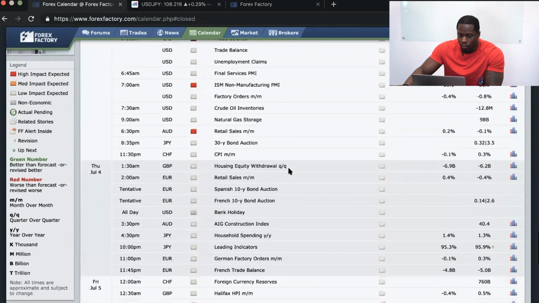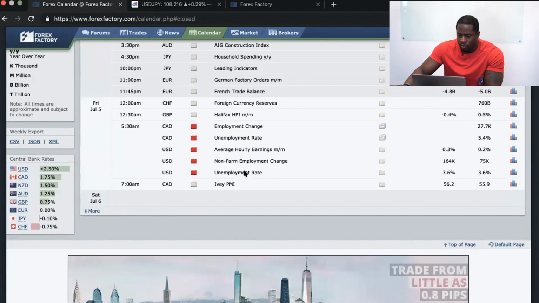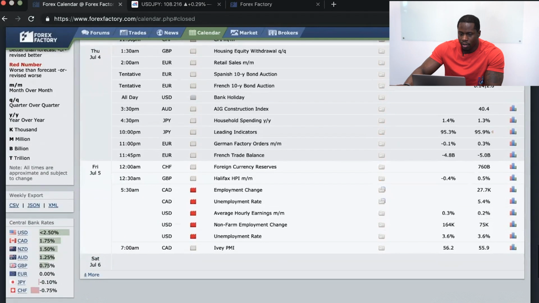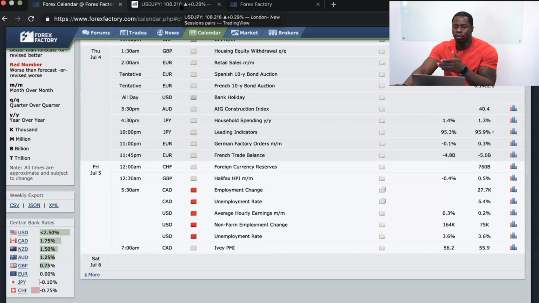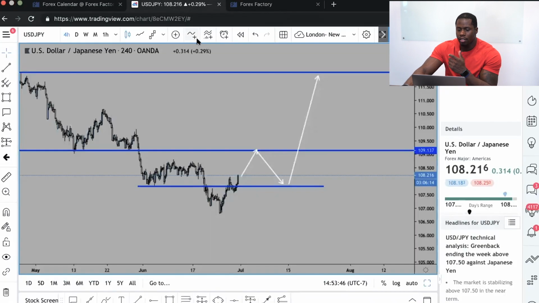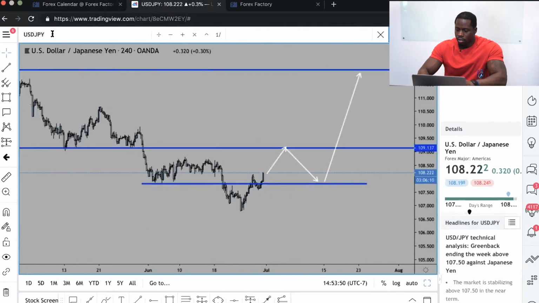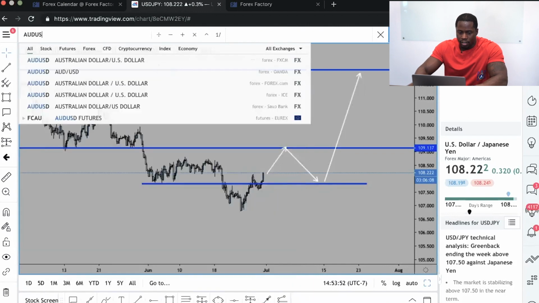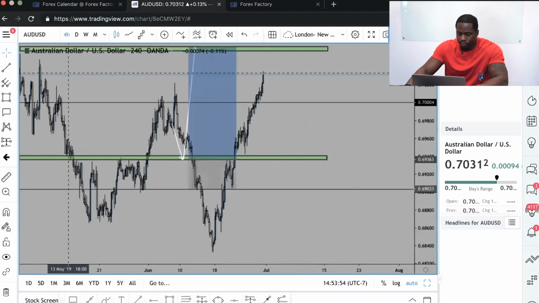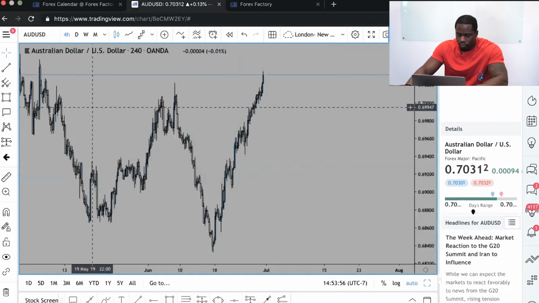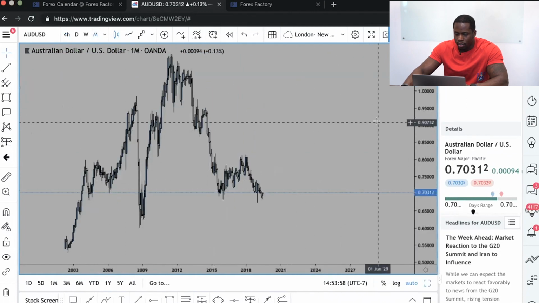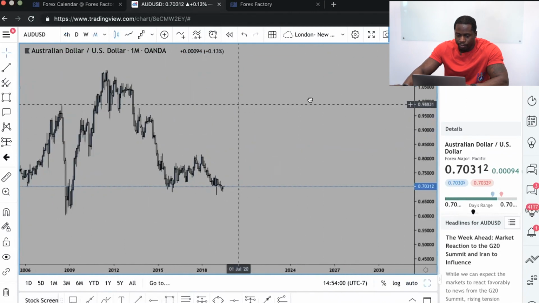And then we do have NFP, non-farm employment change. So it's going to be really crucial. So USD pairs are really going to be the move. USD AUD, we'll take a look. So let's look at AUD USD, looking at the complete monthly time frame, right?